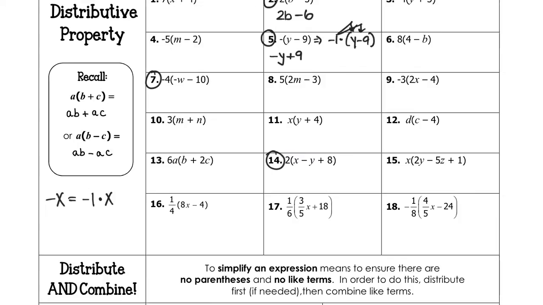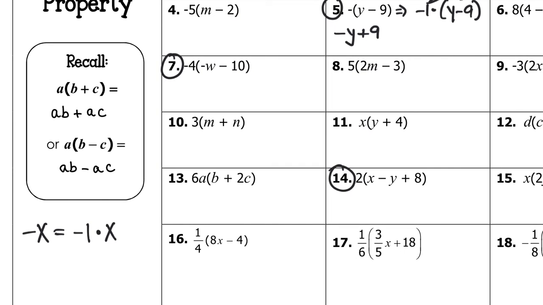Number 7, okay? So number 7 here says this negative 4 times the quantity of negative w minus 10. So I must take this negative 4, multiply it by negative w, and when you do 2 negatives, you need to remember it makes a positive. So this becomes 4w. And then when I recycle that -4 to multiply the other member of the group, which is the -10, a negative times a negative means I write a positive, okay?